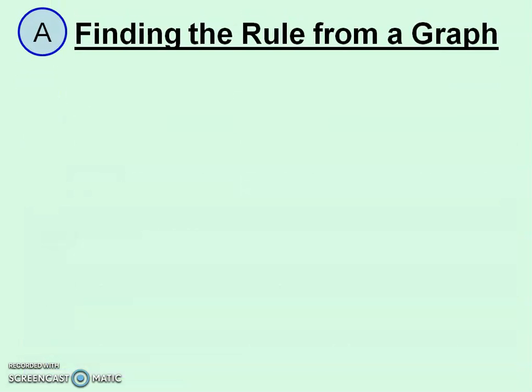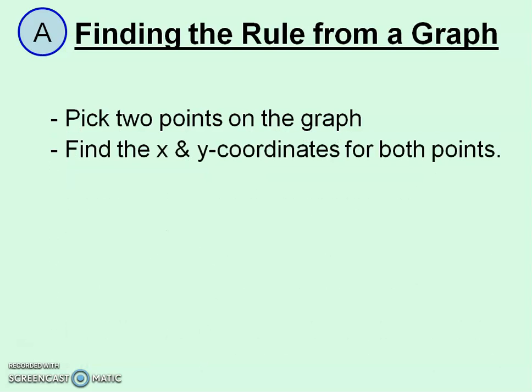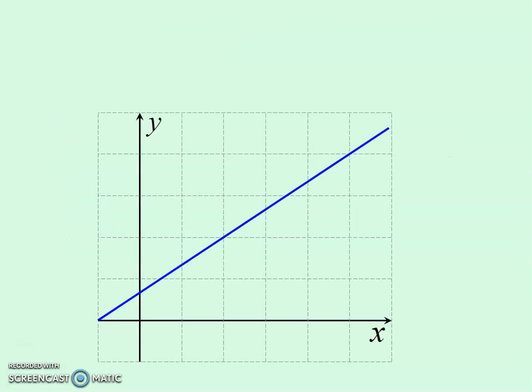First up, from a graph, what you need to do is find 2 points that are on integer coordinates, whole numbers. Find the x and y coordinates for both points and label them. We'll use those to calculate the rate of change. I'll remind you of the formula. Then you'll plug that rate of change into this formula, along with one of the points you found, and solve. So here's an example.